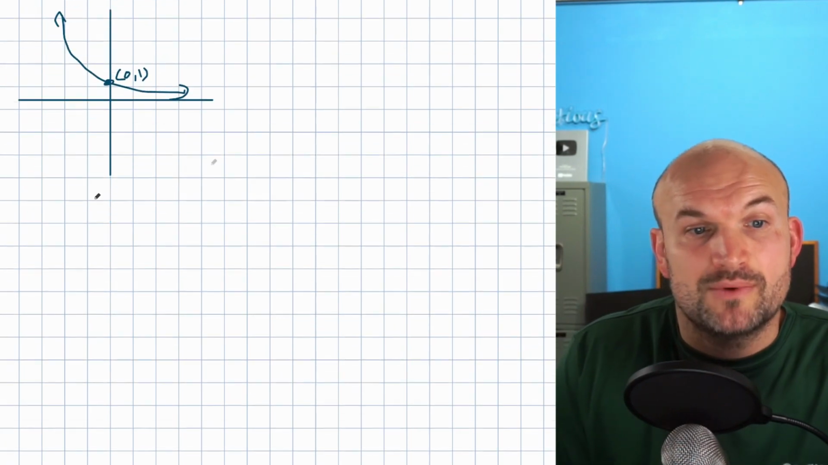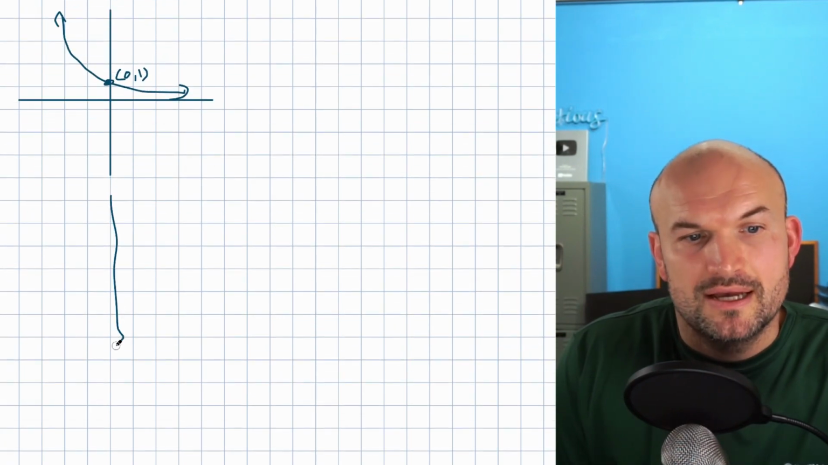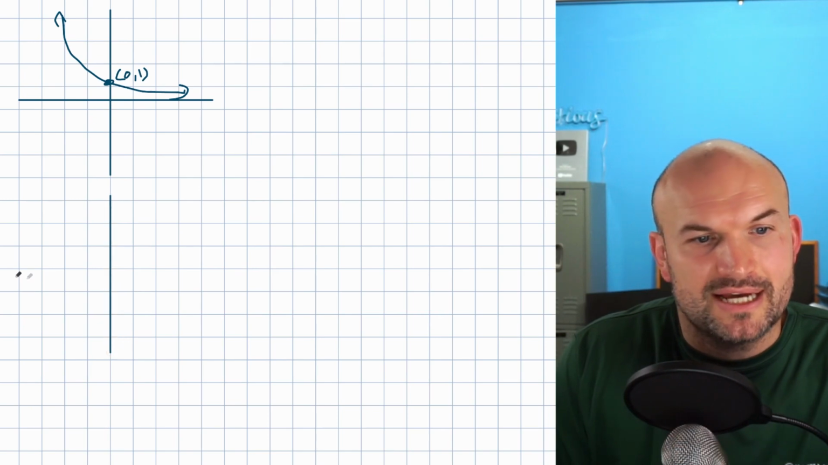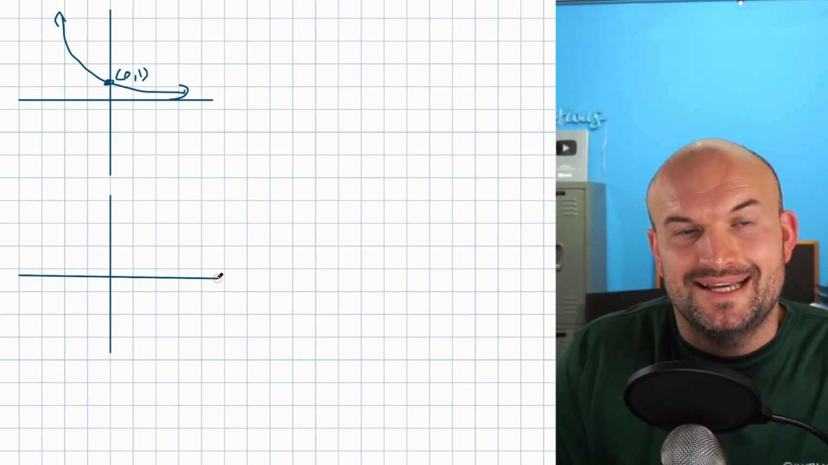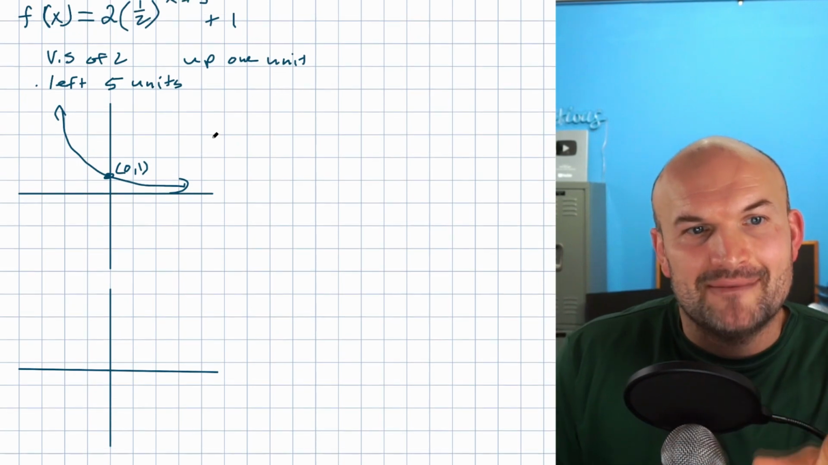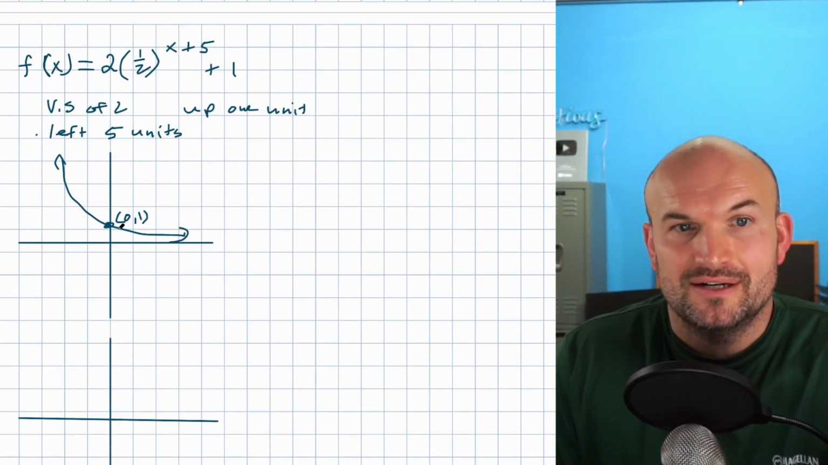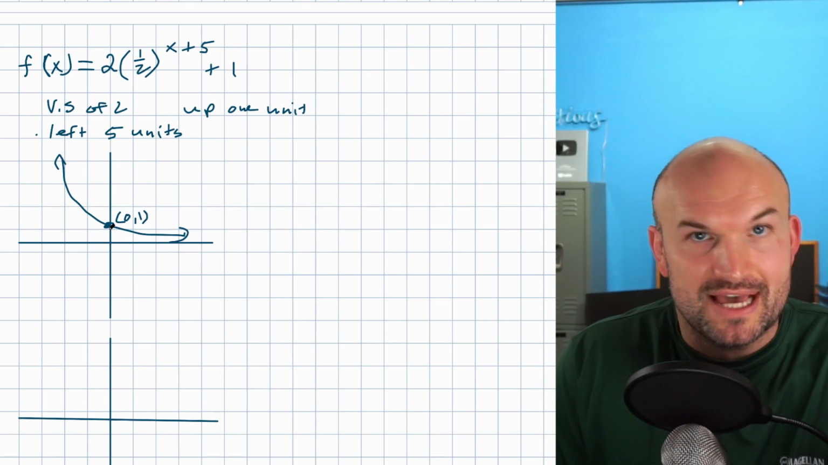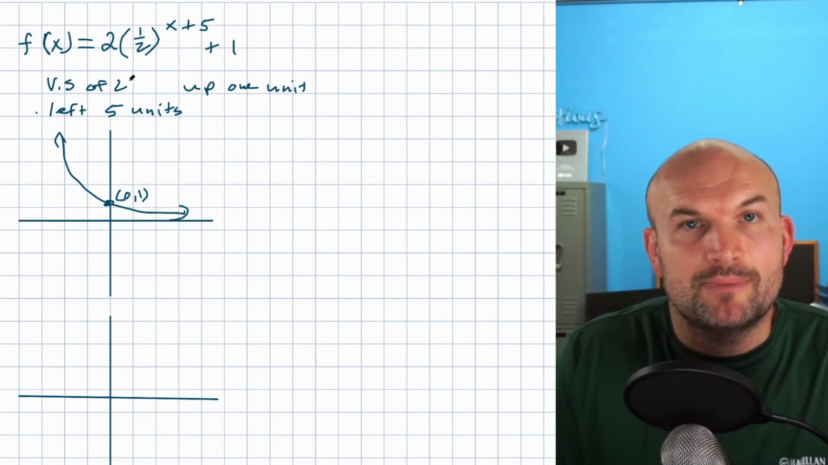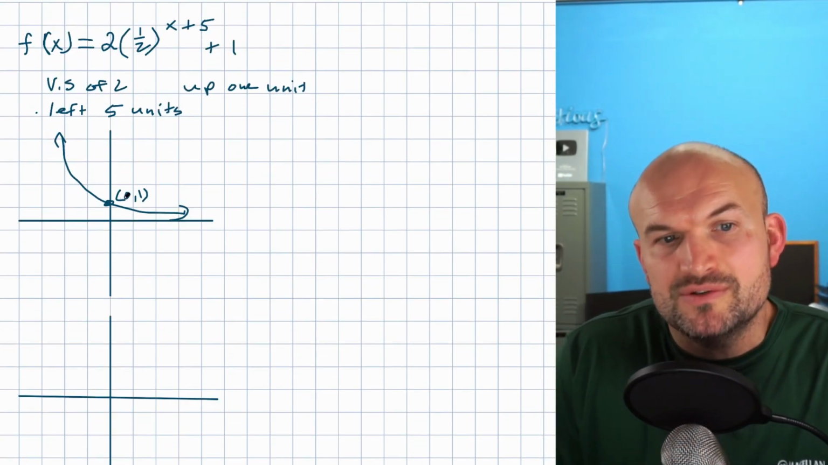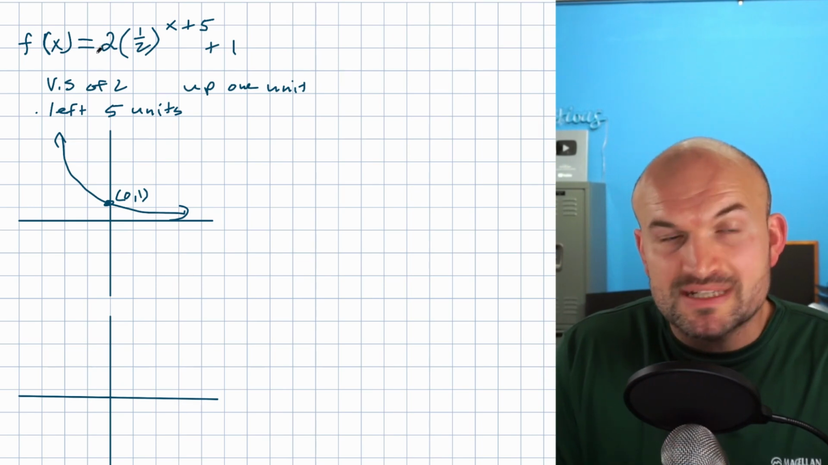Okay, so now if I just wanted to simply graph this, again, we're not trying to be exact here. But what I want to do is take this graph here, and I'm just going to shift it 5 units to the left and then up 1 unit. Now to graph this, we can apply the transformations, but we don't want to use this point here because this 2 is actually impacting it.